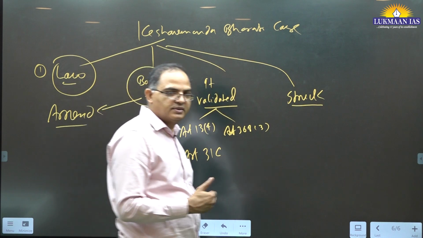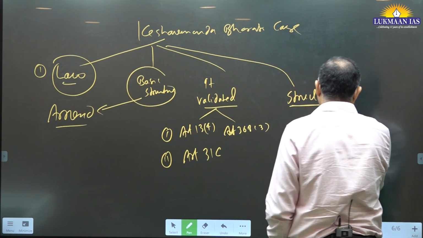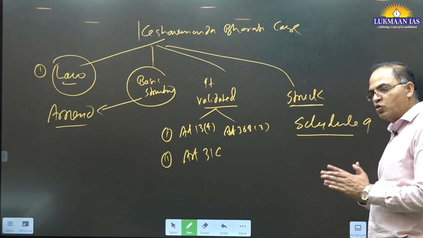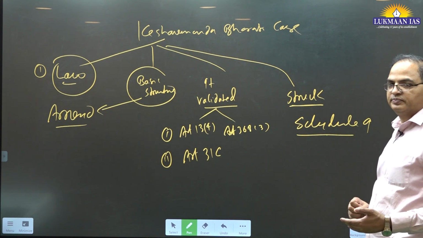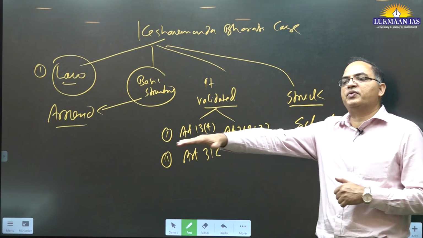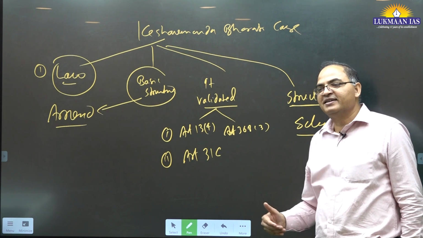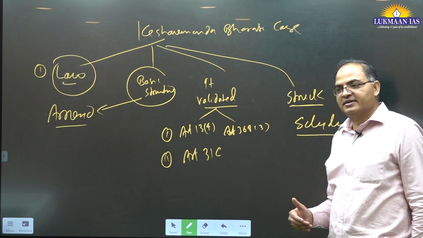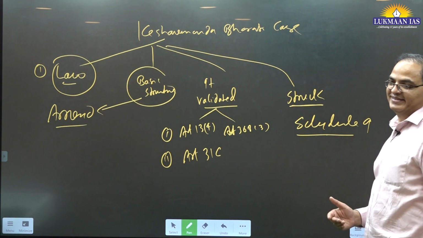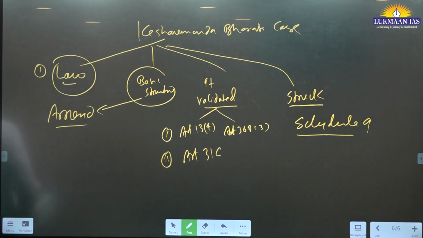At the same time, one thing they struck was Schedule 9. Since the first amendment, you know that Schedule 9 was kept outside the purview of judicial review. Now in Kesavananda Bharati case, they say that no, the judiciary has the purview of Schedule 9, and any law kept under Schedule 9, the judiciary can review it. This was further reiterated in the I.R. Coelho case in 2006, which we'll talk about later on.